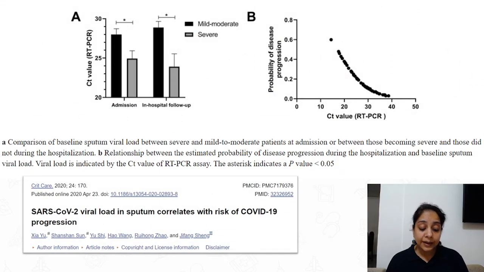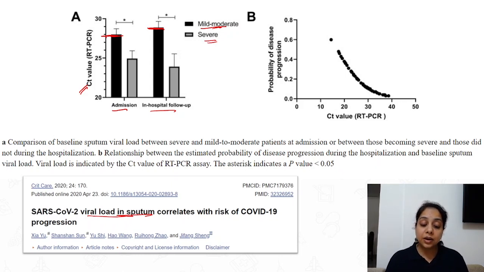Okay. And there is this published paper which is showing that the viral load in the sputum correlates with the risk of the COVID-19 progression. What they did is they took the samples from the mild, moderate infected patients and the severe, critical patients, and they measured the CT value here, CT value on the y-axis, admission in hospital, follow-up. So dark color is the mild and moderate. Mild and moderate, you will see the CT values are higher as compared to the severe patients. So it means the lower the CT value, the patient is more serious.